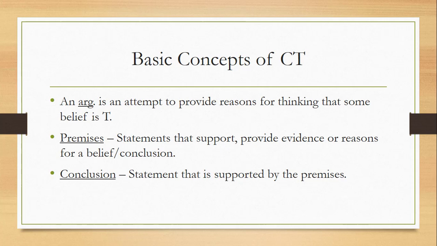So we see here that there are two parts of an argument. Remember, an argument is an attempt to provide reasons for thinking that some belief is true. Well, those reasons are the premises, and that belief is the conclusion. So at minimum, in an argument you must have at least one premise and one conclusion in order to have an argument.